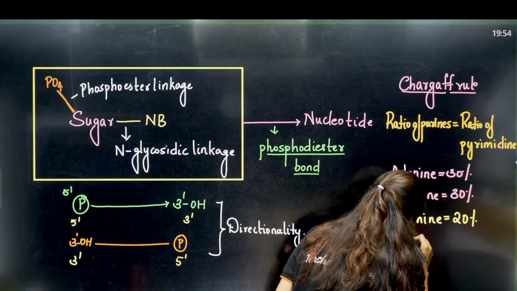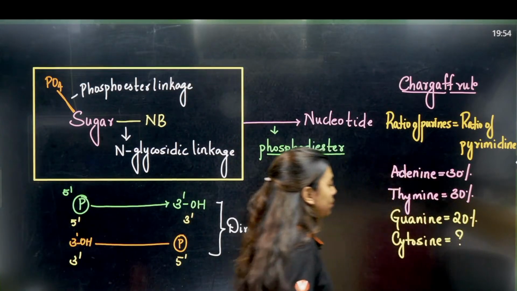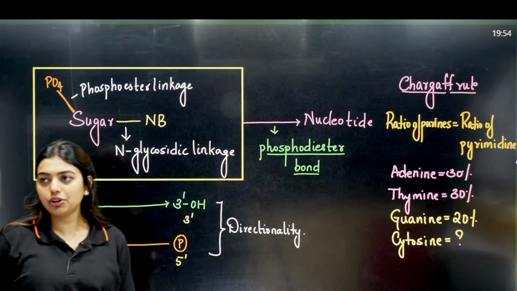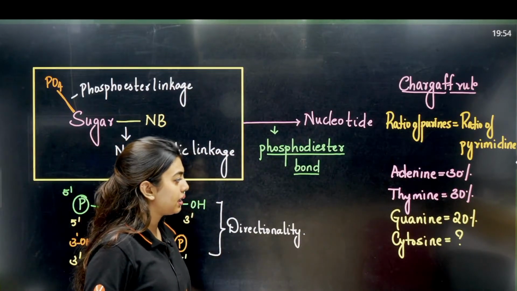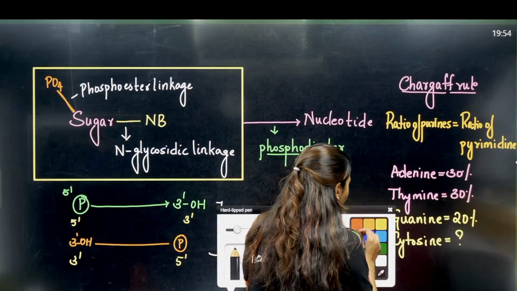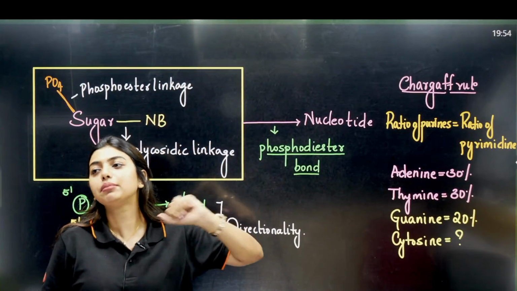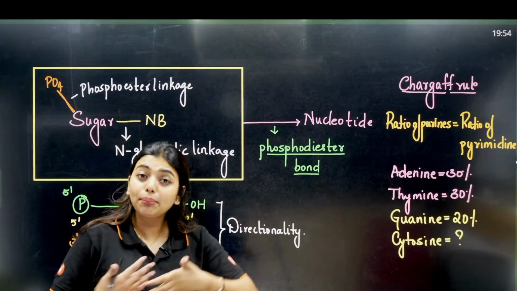How much will be cytosine? Can you answer? So, a total of 100 happened. Chargaff told that however many purines are there, that many pyrimidines should be there, right? Then only binding will happen.